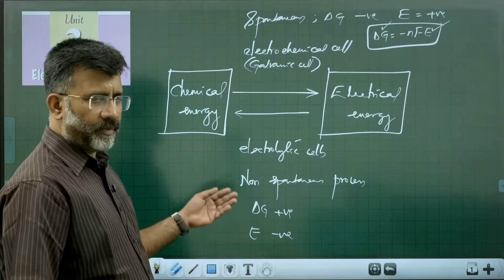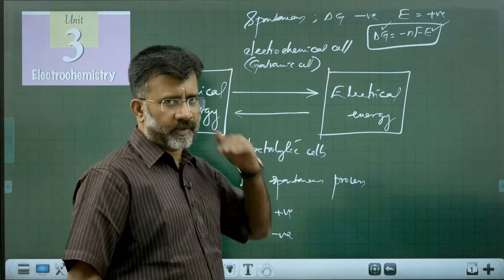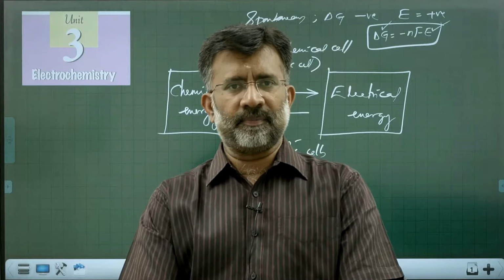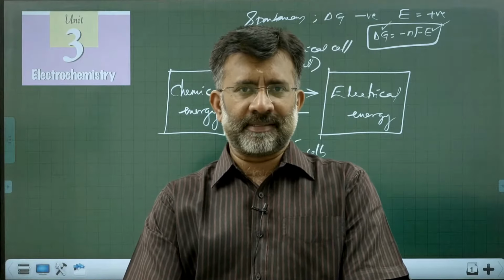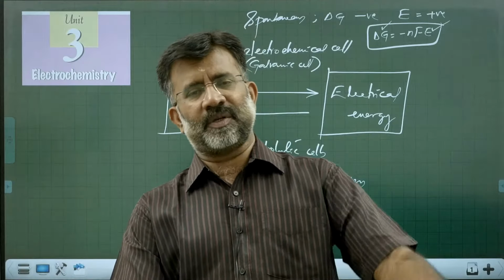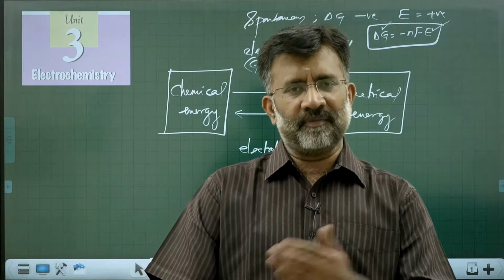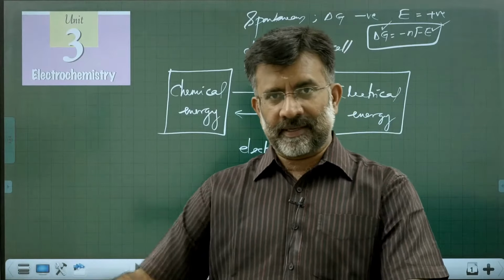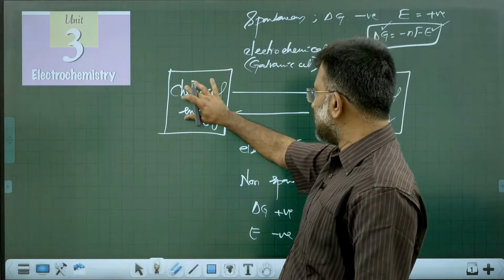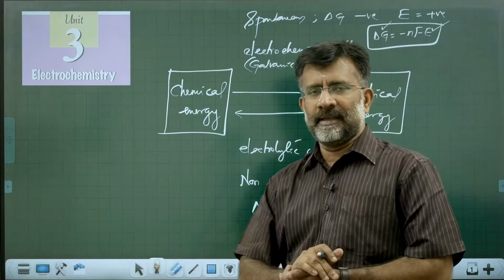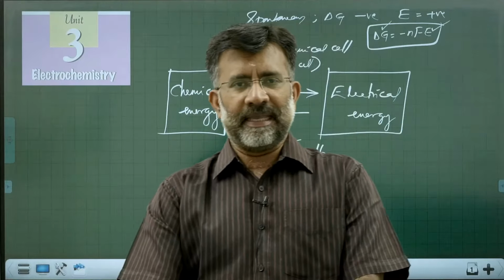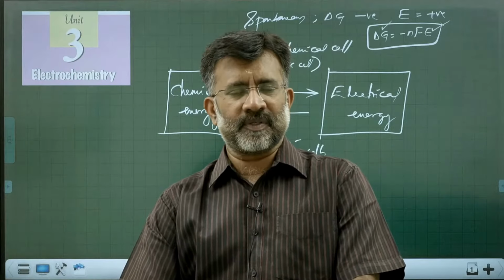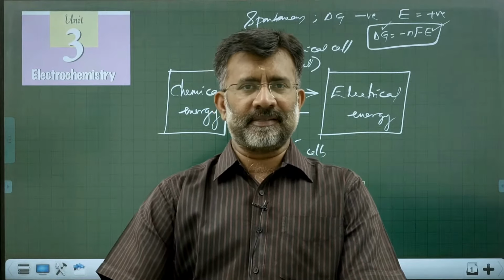EMF negative means we are giving energy to the system. We are supplying energy to the system, and thereby we proceed with extraction of some metals, preparation of some ionic compounds, some electroplating processes, etc. In the other case, stored chemical energy is released as electrical energy. That is a spontaneous process: EMF positive, delta G negative. This is a non-spontaneous process: EMF negative, delta G positive.